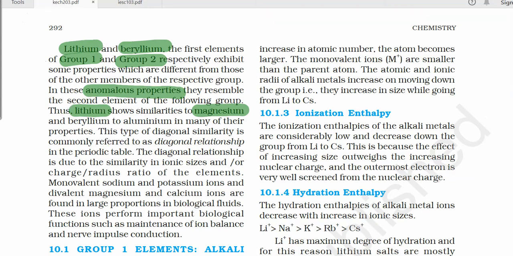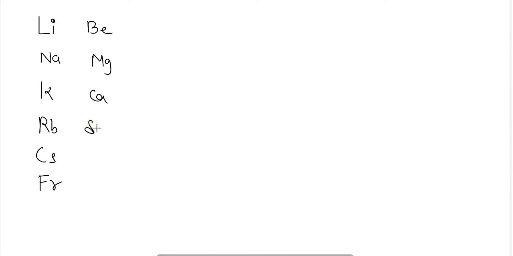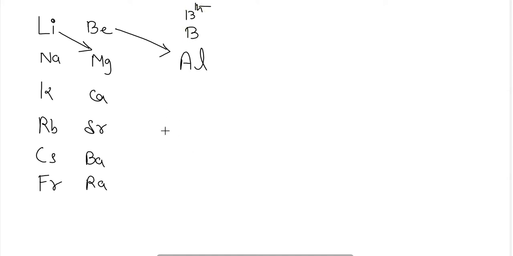If I look at the positions of magnesium and lithium in the periodic table, lithium is placed above sodium, potassium, rubidium, cesium, francium. Similarly, beryllium, magnesium, calcium, strontium, barium, and radium. Here we observe that lithium has some similarities with magnesium. Similarly, beryllium has some properties related to aluminium, which is in the 13th group, the boron family. This relation between lithium and magnesium and between beryllium and aluminium is termed the diagonal relationship.